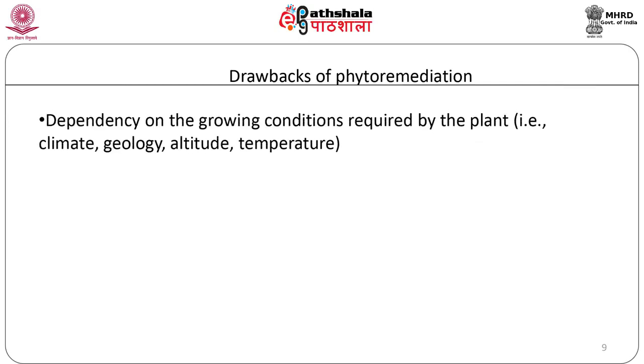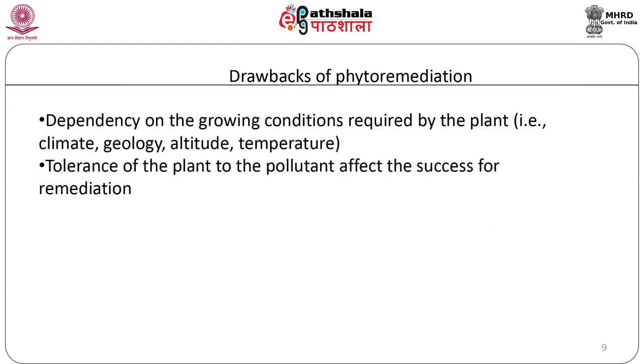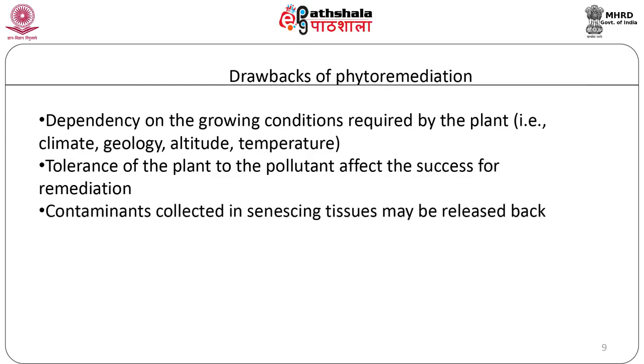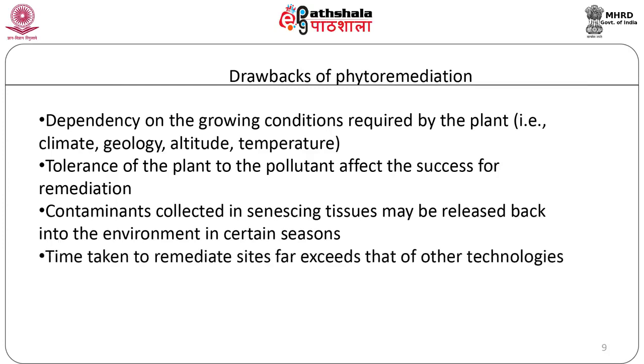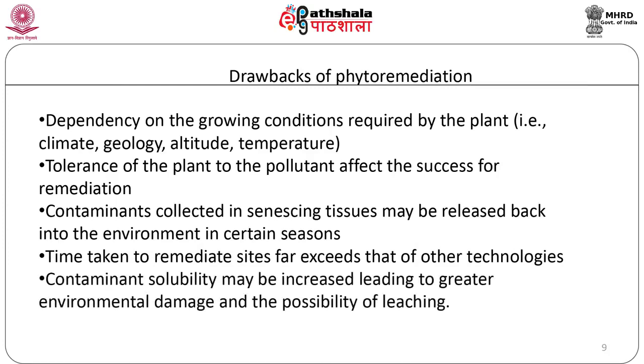Depending on the growing conditions required by the plant, the phytoremediation process is dependent on it. Tolerance of the plant to the pollutant affects the success of remediation. Contaminants collected in senescing tissues may be released back into the environment in certain seasons. Time taken to remediate sites far exceeds that of other technologies. Contaminant solubility may be increased, leading to greater environmental damage, and the possibility of leaching may occur.